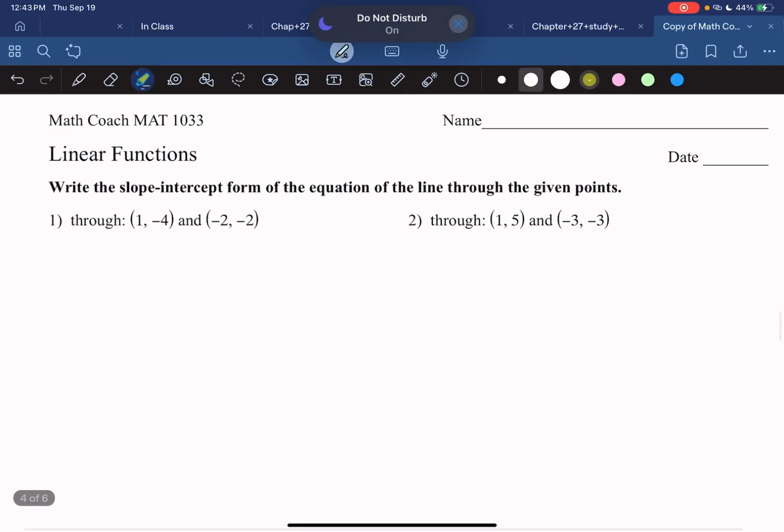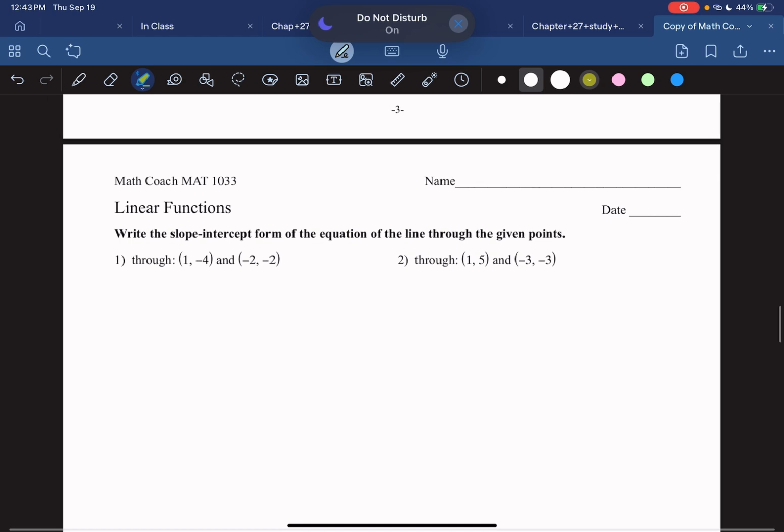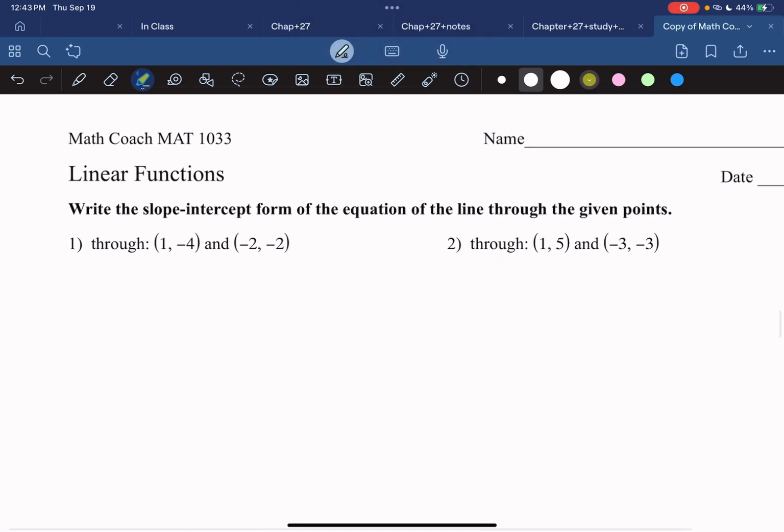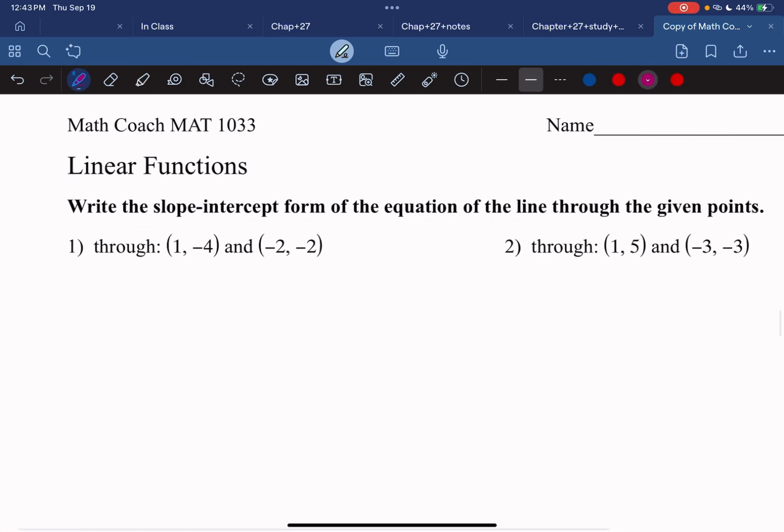We're going to be doing some linear functions. So let's get into it. I already posted a video very similar to this one. These are just a little different, but same concept.